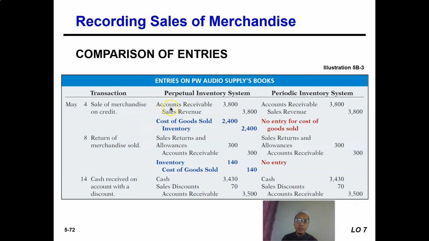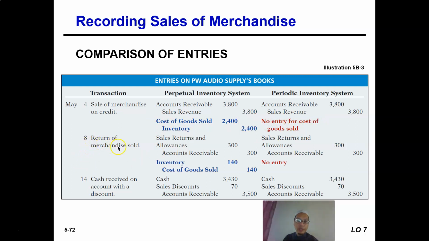When they sell under the perpetual inventory system, they will record two sets of entries. One is the sale, where they debit accounts receivable and credit sales revenue. They will also record the matching of expense: cost of goods sold 2,400 and inventory 2,400, because now that they have sold the inventory it is no longer there, so they need to reduce inventory by 2,400. Under the periodic system, there's no need for this set of transactions. No entry for cost of goods sold.